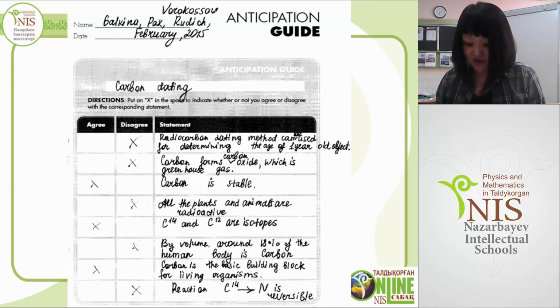C14 and C12 are isotopes. By volume, around 18% of the human body is carbon. Carbon is the basic building block for living organisms. Reaction carbon-14 to nitrogen is reversible.